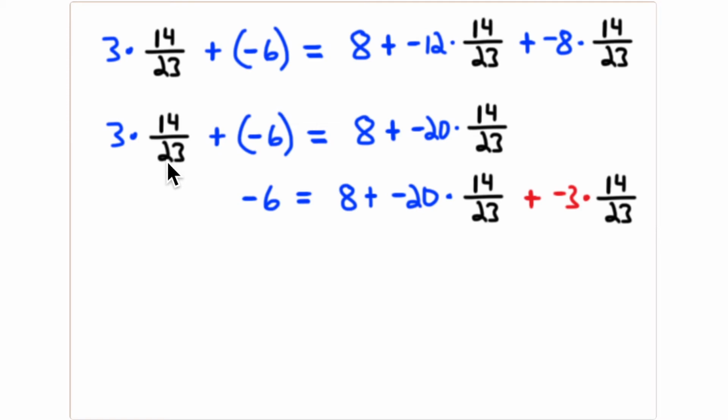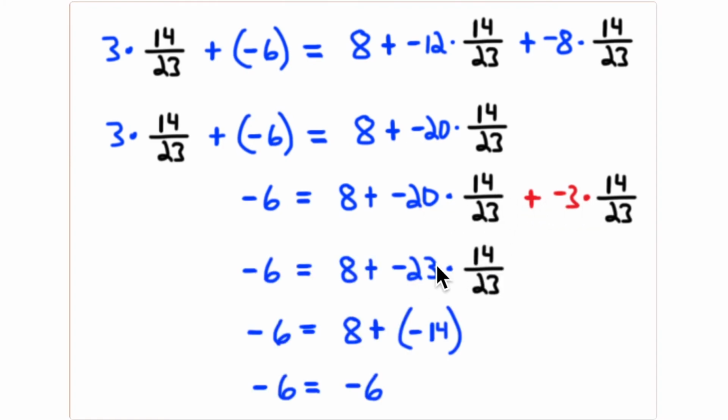I want to move these 3 14 23rds over to this side by adding a negative 3 times 14 23rds. I'm going to get rid of this term, and I'm going to add a negative 3 of these things over here. So now if I add them all together, I have a negative 20 of these things, and I have a negative 3 of these things. Add them together, you get a negative 23 14 23rds.